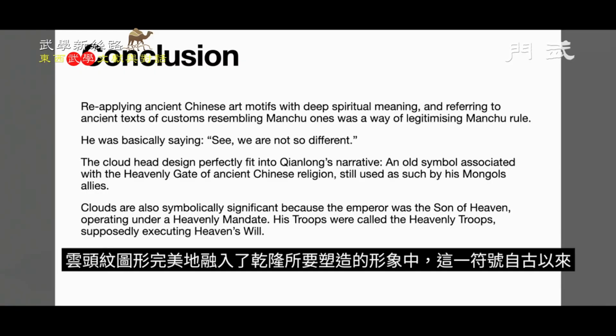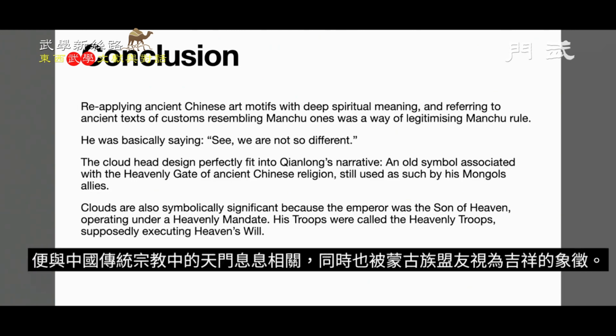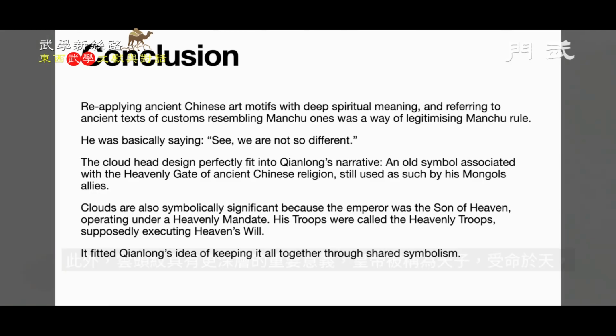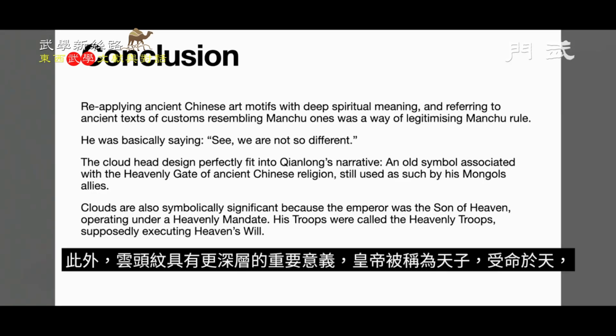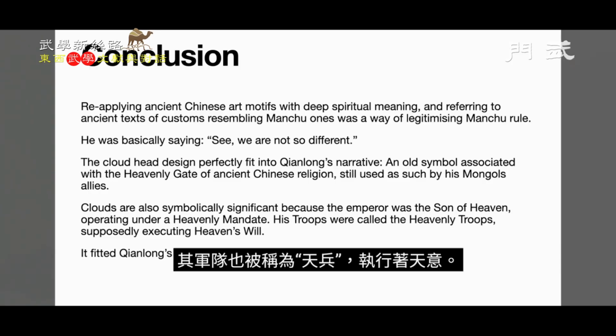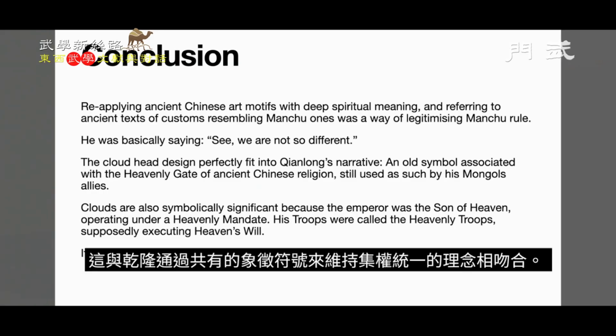The cloud head design perfectly fit into Qianlong's narrative, an old symbol associated with the heavenly gate of ancient Chinese religion, still used as such by his Mongol allies. Clouds are also symbolically significant because the emperor was the son of heaven, operating under a heavenly mandate. His troops were called the heavenly troops, supposedly executing heaven's will. It fitted Qianlong's idea of keeping it all together through shared symbolism.